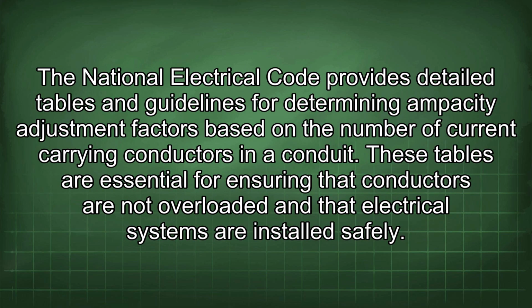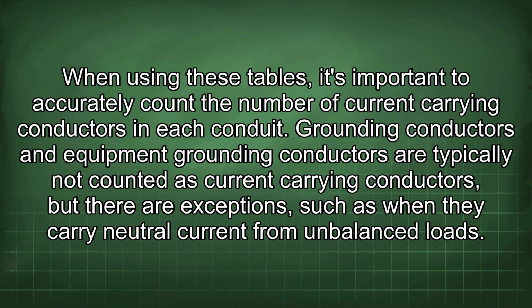The National Electrical Code provides detailed tables and guidelines for determining ampacity adjustment factors based on the number of current carrying conductors in the conduit. These tables are essential for ensuring that conductors are not overloaded and that electrical systems are installed safely. When using these tables, it's important to accurately count the number of current carrying conductors in each conduit.